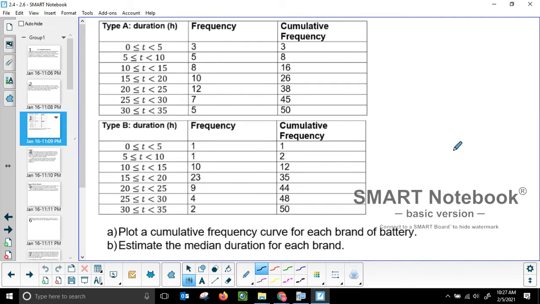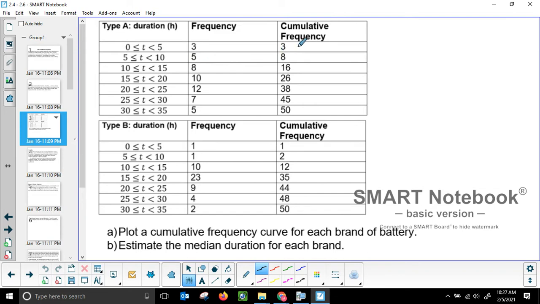So here they have it grouped. Any battery that lasted between 0 and 5 hours, not including 5, was put in this group. 5 to 10, 10 to 15, so on and so forth. There were 3 batteries that lasted within this range, 5 within this range, and so on.